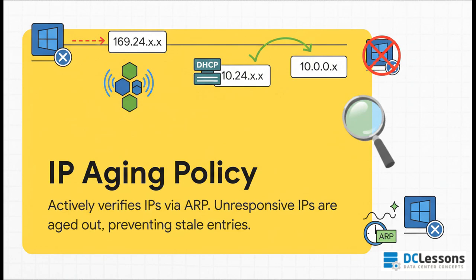By turning on this policy, the fabric will just periodically send out an ARP for the IPs it has learned. If it doesn't get a reply, it knows the entry is stale and it safely removes it. It's a simple way to keep your tables accurate.